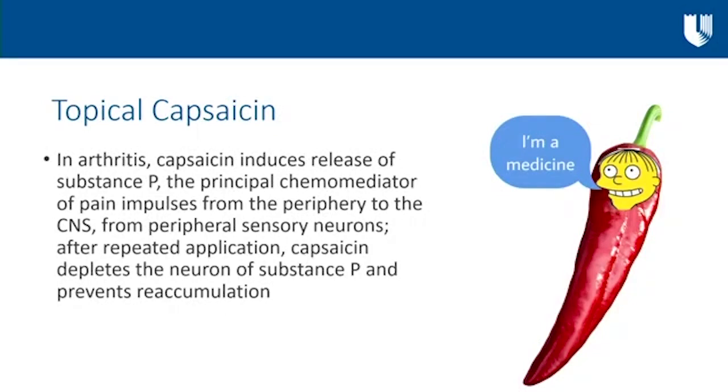Good old topical capsaicin. It works, it does actually work. So it actually induces the release of substance P, and we know that is what gets released from that pain impulse. And what capsaicin will do is it's going to deplete the neuron of substance P and prevents that reaccumulation. What would you want to be careful about when you think about topical capsaicin?